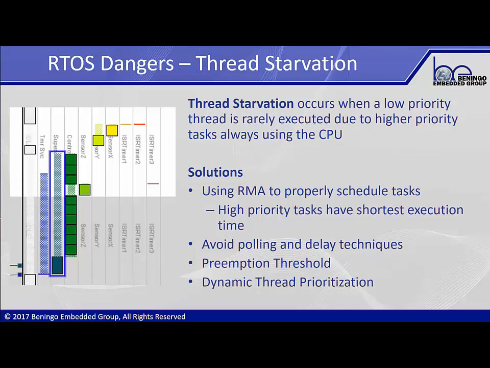First, your system could occasionally be experiencing thread starvation. And thread starvation occurs when a low priority thread is rarely executed due to higher priority tasks always using the CPU. Now, one of the things that I did was I created a couple of sample applications, and then I generated some trace under these similar types of circumstances. And what you see here on the left-hand side is an example of thread starvation.